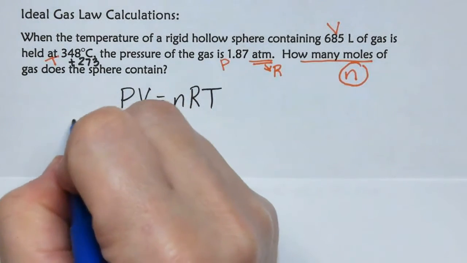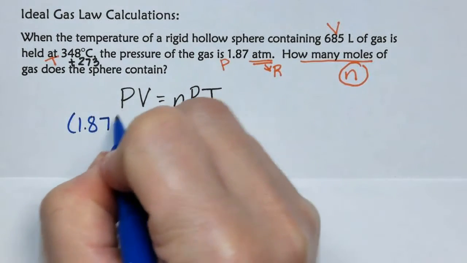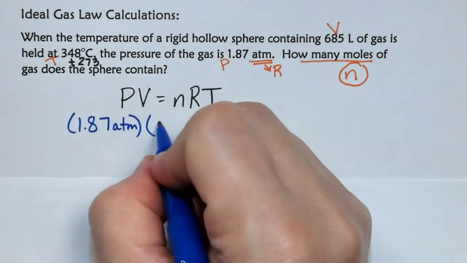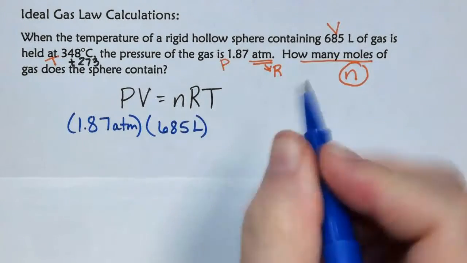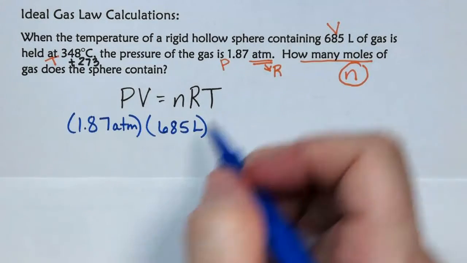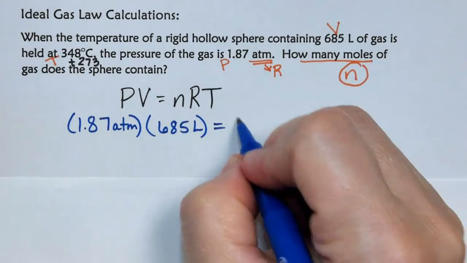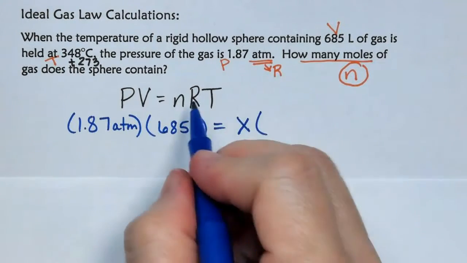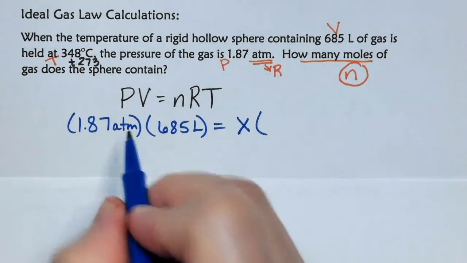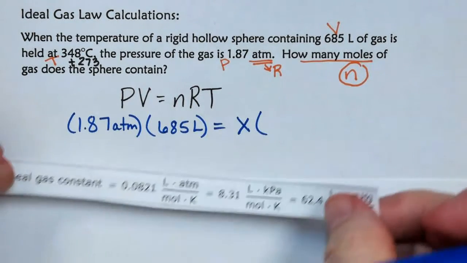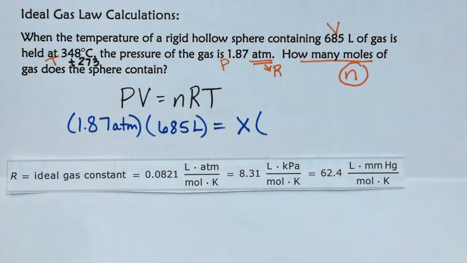The pressure is 1.87 atmospheres. The volume is 685 liters. It must be in liters, so we don't have to make a change there. We are looking for N, how many moles? So that's my X. Now, R has to have this unit here, so we're going to look at our reference chart for the R value. The R we're going to use is with atmospheres, which is 0.0821.